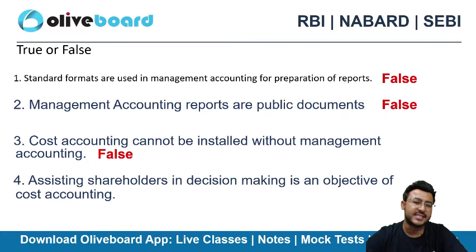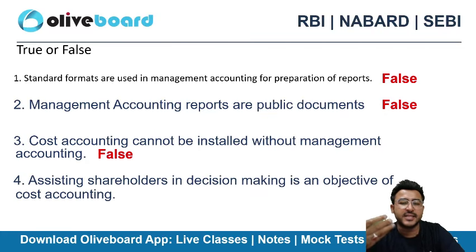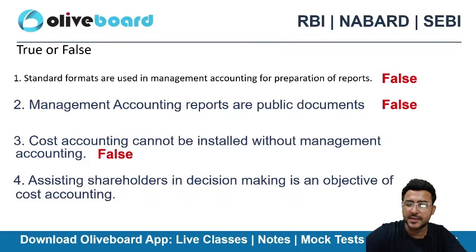So this is false. Next, assisting shareholders in decision making is the objective of cost accounting. Assisting shareholders in decision making is the objective of cost accounting. Again false. So whose objective is this? Assisting shareholders in decision making is an objective of what?